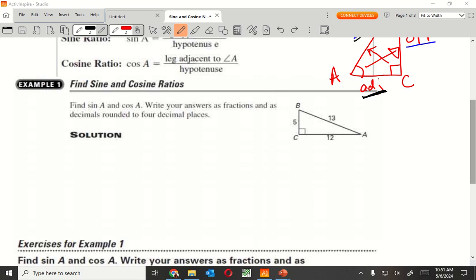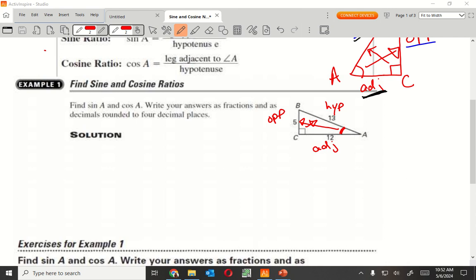So for sine of A, A is my reference angle. So I need to start by identifying all my sides. This side over here is considered the hypotenuse. So label that. Since my reference angle is over here at A, draw a line way over this way, and that one is my opposite. And my third side, which is left over, is my adjacent. So we start by labeling our hypotenuse, then our opposite, and the last side is always going to be the adjacent.